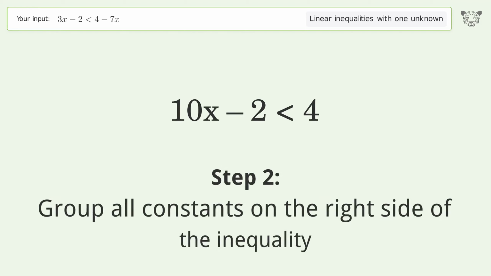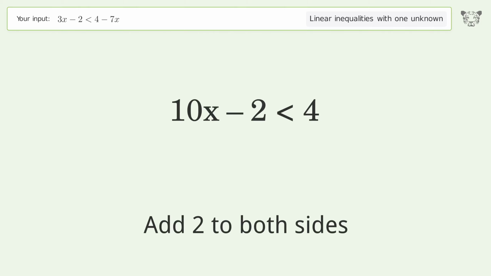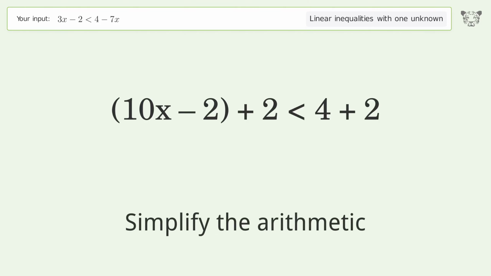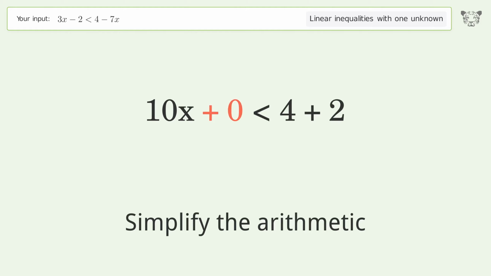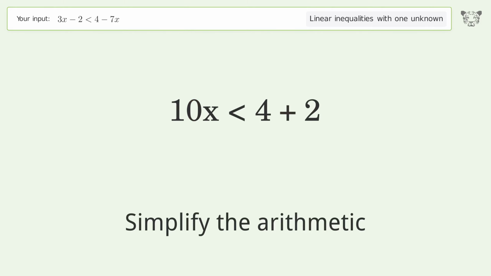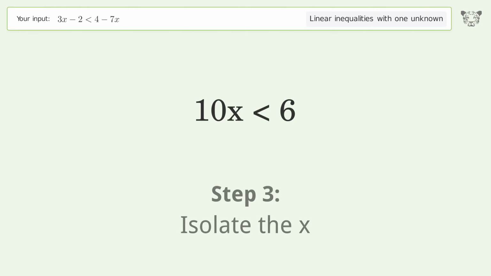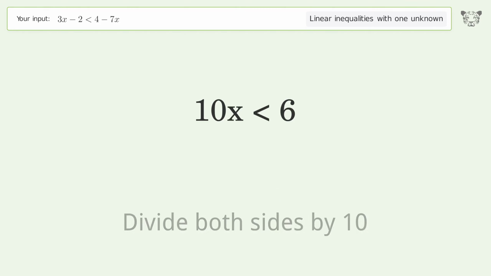Group all constants on the right side of the inequality. Add 2 to both sides. Simplify the arithmetic. Isolate the x. Divide both sides by 10.